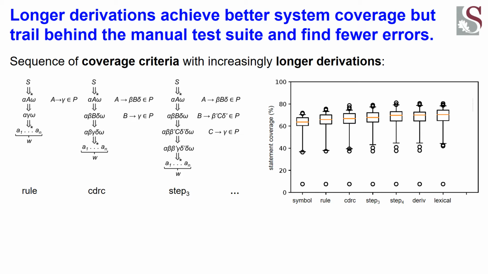We see that the coverage inches up when we go from symbol to four-step derivation coverage, but the improvements are relatively small, from 60% to about 66%. And we are topping out at 67%, even with the best criteria. All of this falls far short of the 75% that the positive test cases from the instructor give us.